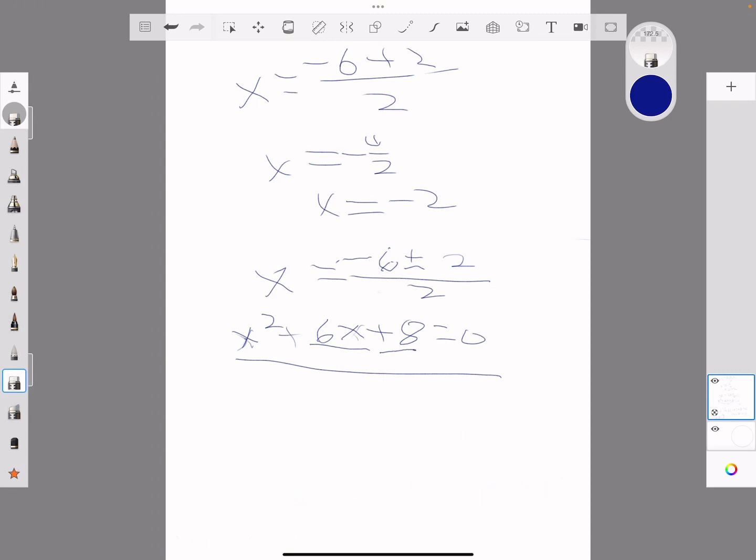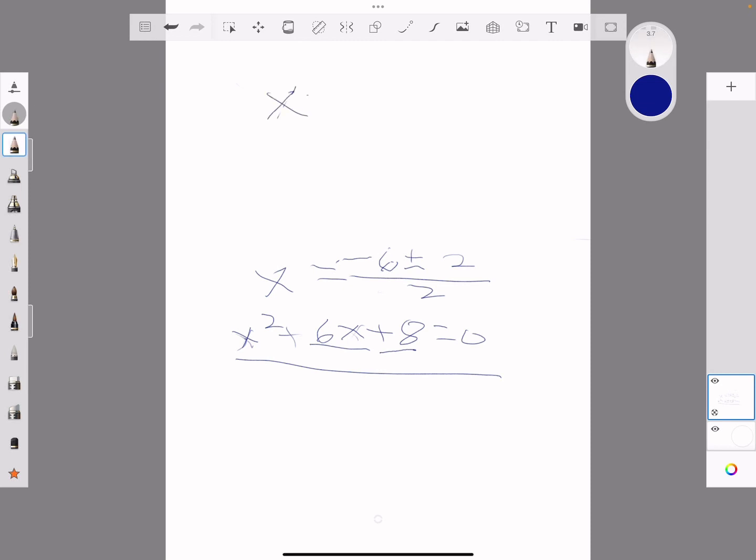Since we did the plus, we'll try and do the minus now. We're going to have to remove this. x equals -6 minus 2 over 2. x equals -8 over 2. x equals -4. Now let's plug that in.